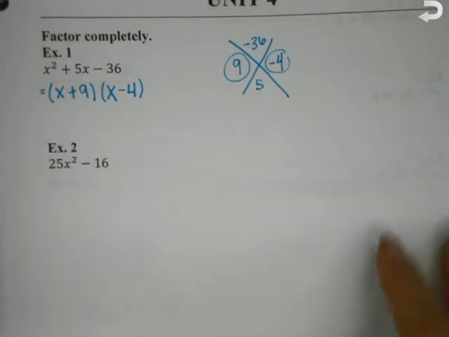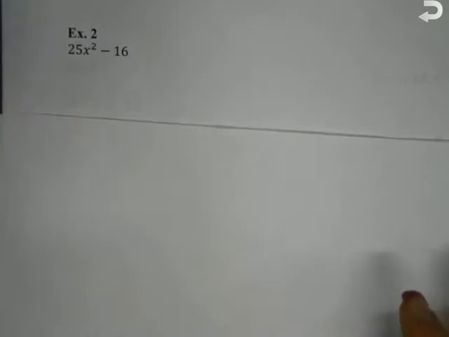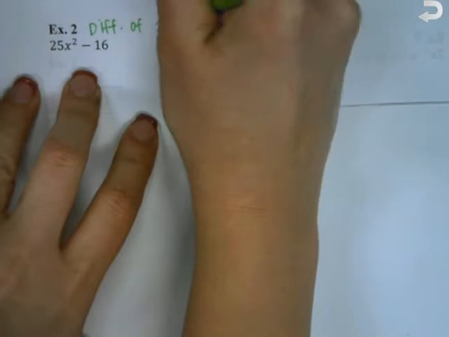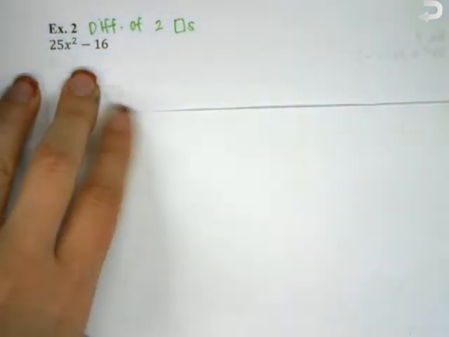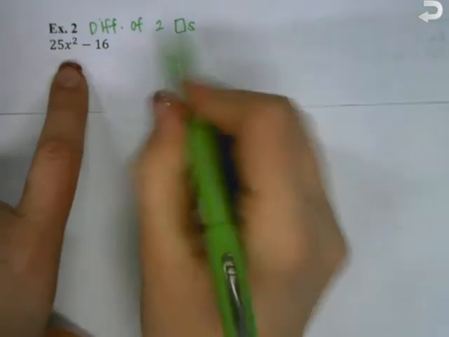Okay, example 2. You can use 25x squared minus 16. What's the first thing I'm always looking for? GCF. Good. Is there one? No. So we're looking to see if it's a difference of 2 squares. It is. How do you know it's a difference of 2 squares? Wouldn't there be a perfect square trinomial with 25 and x squared and 16? Okay, this is not a trinomial because how many terms are there? Just 2.